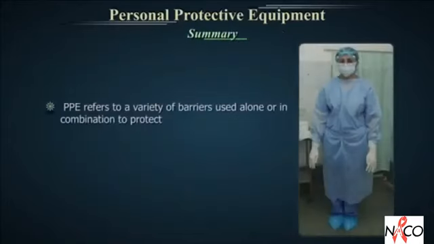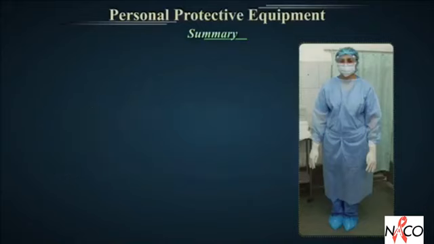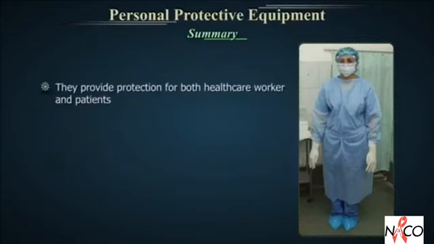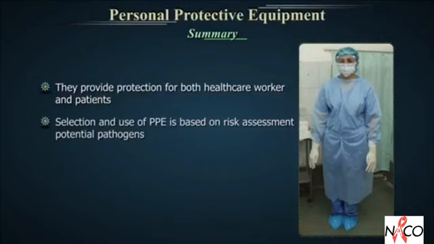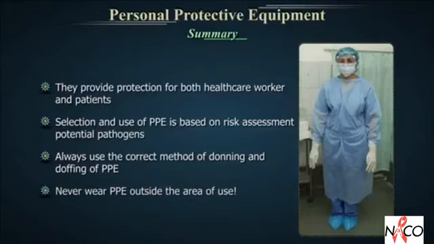The summary. Personal protective equipment, or PPE, refers to a variety of barriers used alone or in combination to protect mucous membranes, airways, skin, and clothing from contact with infectious agents. They provide protection for both healthcare workers and patients. Selection and use of PPE is based on risk assessment and potential pathogens. Always use the correct method of donning and doffing of personal protective equipment. Never wear personal protective equipment outside the area of use.